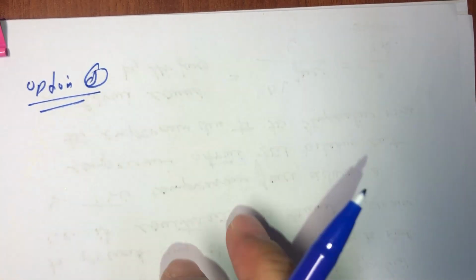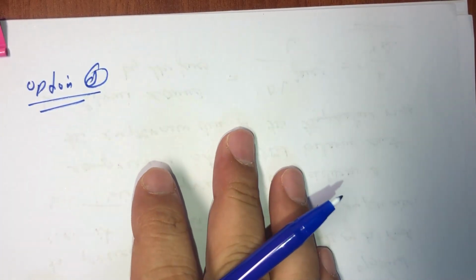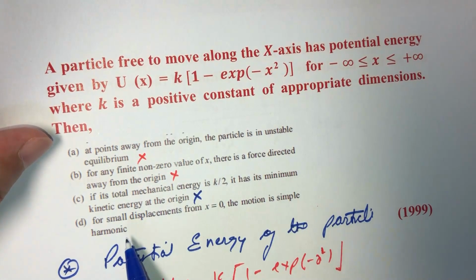And now let us find out option number D. Option D, and as it is a single correct answer, from here we can easily conclude that if the first three options are incorrect, D has to be the correct one. But we can still prove it. It is asked that for a small displacement from x equal to 0, the motion is simple harmonic. So we are going to take a small displacement from x equal to 0 and try to prove that it is simple harmonic.